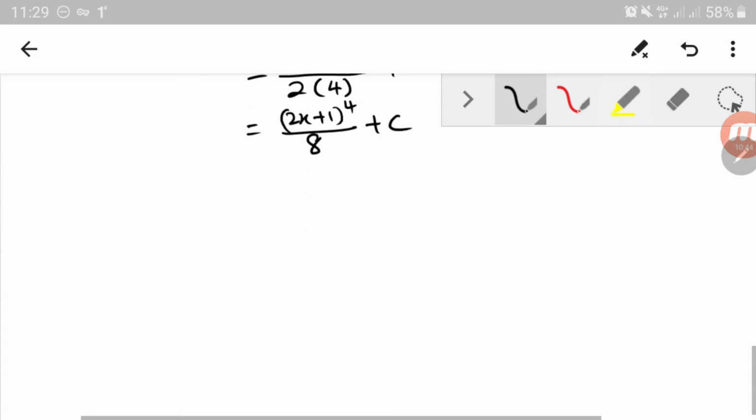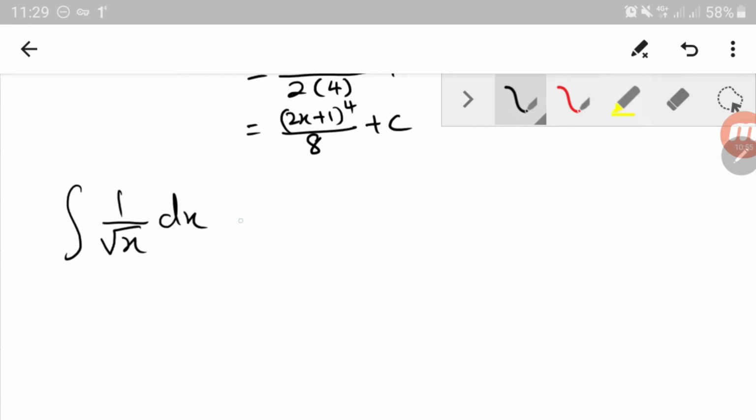Maybe one more example. Integrate 1 over the cube root of x. Now this is not the first one, and this is not the second one because there's no bracket or something like that. Maybe it's the second one, but it's not in the form of x power something, right? So we have to force this thing and turn it into that form.